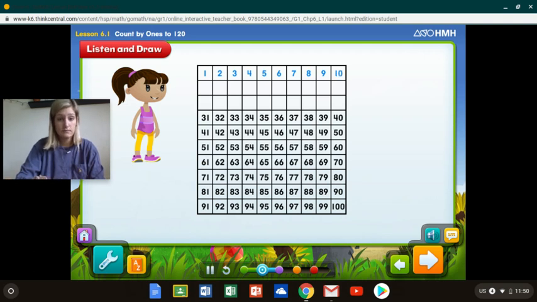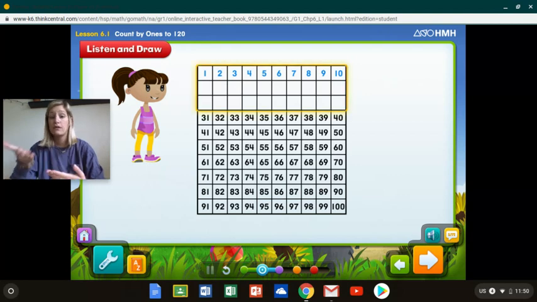Now let's fill in the second row. You'll start with 11. So just like we count after the 10: 11, 12, 13, 14, 15, 16, 17, 18, 19, 20.